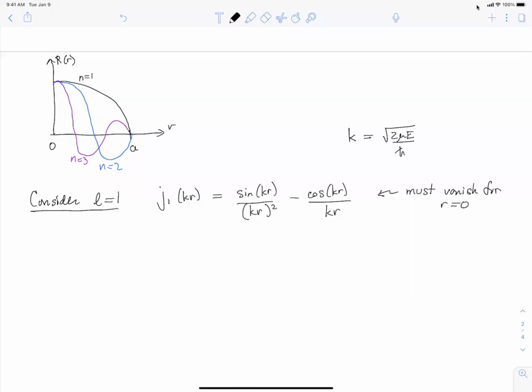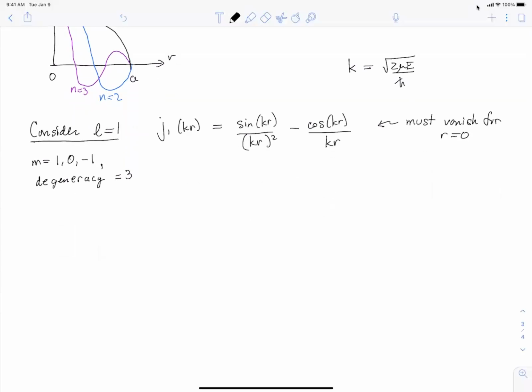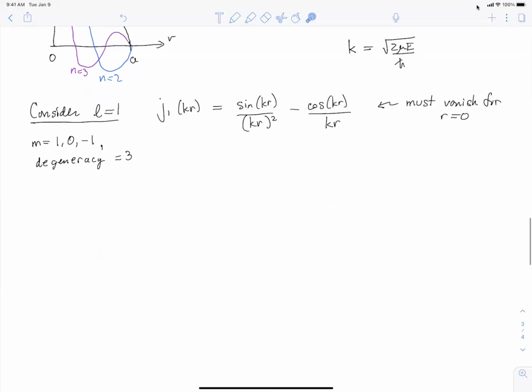Another thing is that because L equals 1, this energy level is going to be threefold degenerate, because there are 3 different values of m that you can write down. So this is a degeneracy equals 3, as opposed to degeneracy equals 1 for the ground state for these energy eigenstates. And so now we have to solve a more complicated equation for what values of k will make this equal to 0 at r equals a.